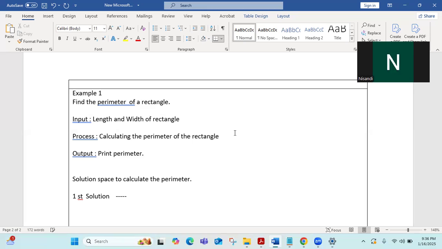By adding all the side lengths. Yes. So we can say perimeter is equal to length plus width plus length plus width. Okay, that is the first solution. Then the second solution.